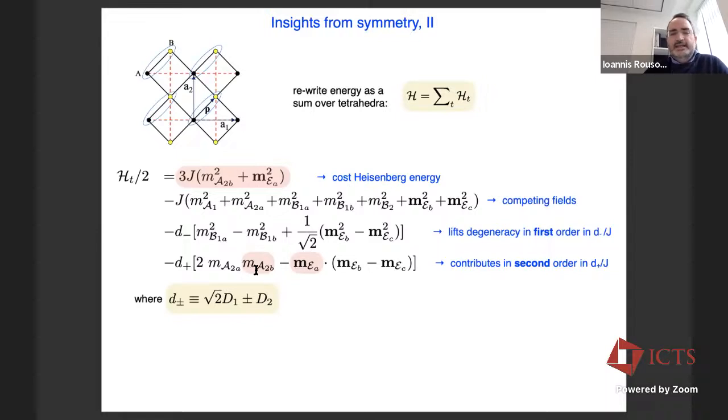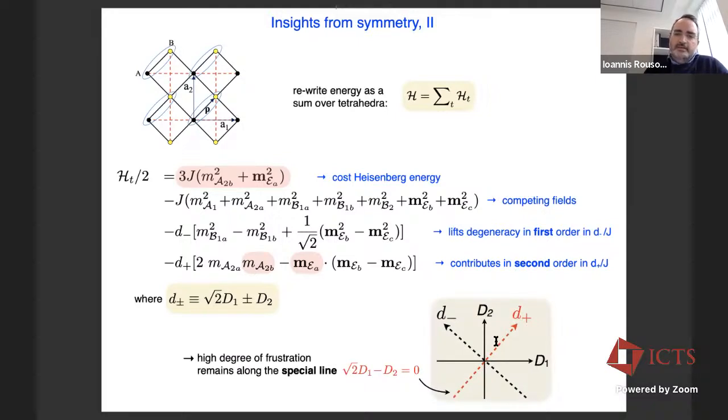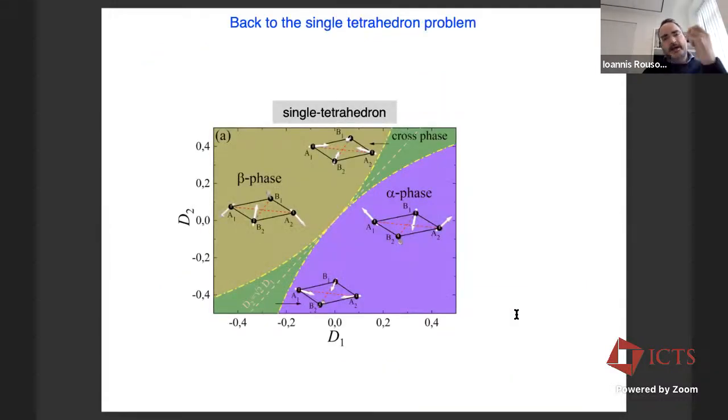These kinds of terms mix in these intruder irreps in second order perturbation theory, so they will have an effect only in second order in D plus over J. So if I draw this phase diagram with these two lines, I know that along this line where D plus is 0, and along this line where D minus is 0, I am sure to get a second order effect only. I will not get a first order lifting of the degeneracy. In that sense, I find the same thing again: along this special line, I do not lift the degeneracy to leading order. Okay, let's go back to the single tetrahedron problem.